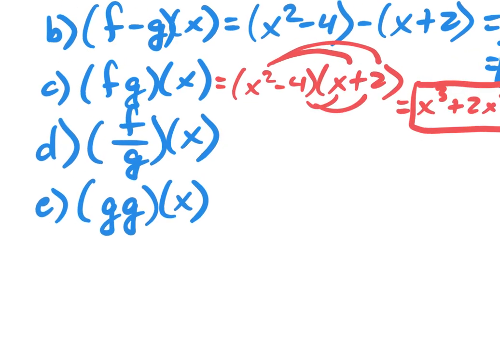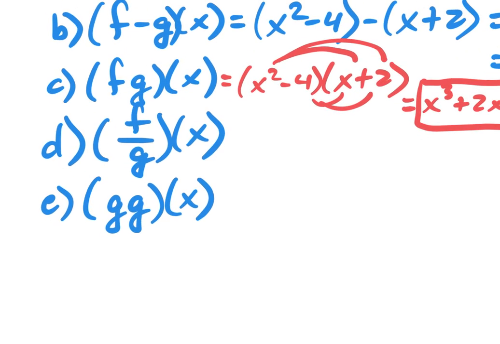Okay, for part D, F divided by G. The first part of this looks pretty straightforward. F is x squared minus 4. G is x plus 2. So we put the f function on top, we put the g function on bottom. That's pretty straightforward, right? But here's where we got to be careful. And you won't be able to do this every single time. Sometimes I might just be done right here. But we're not quite done on this one.